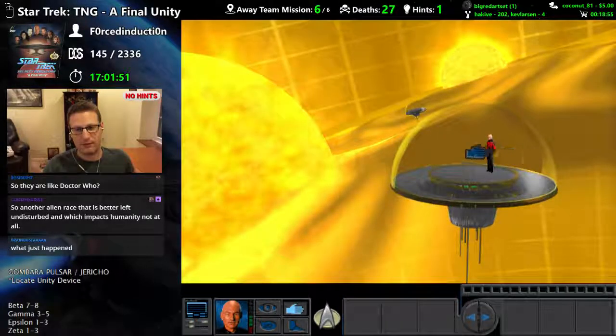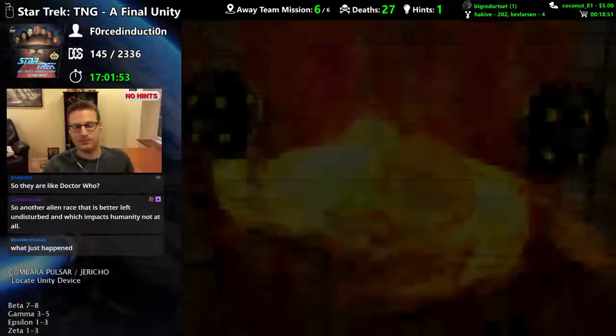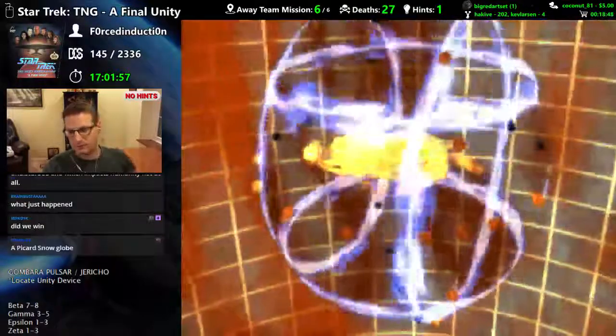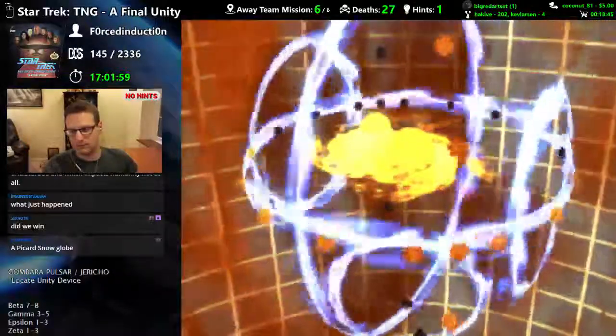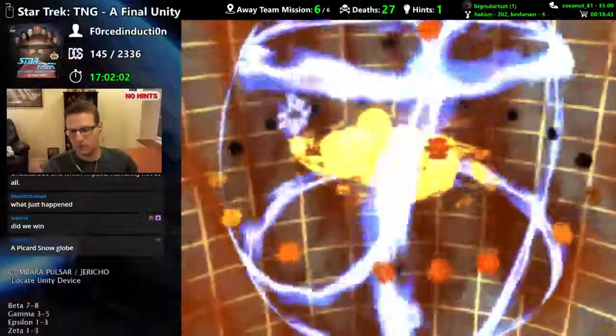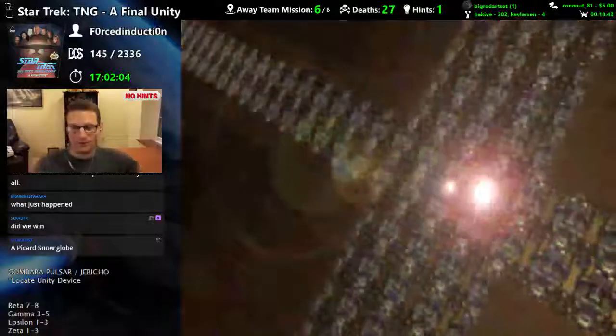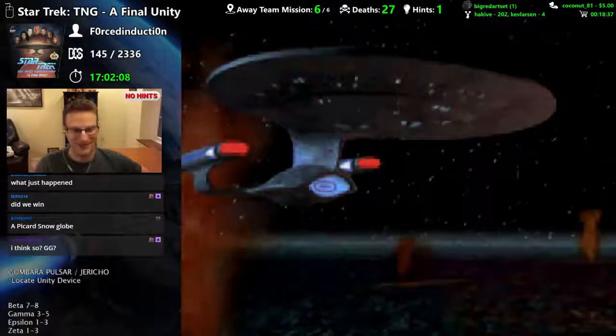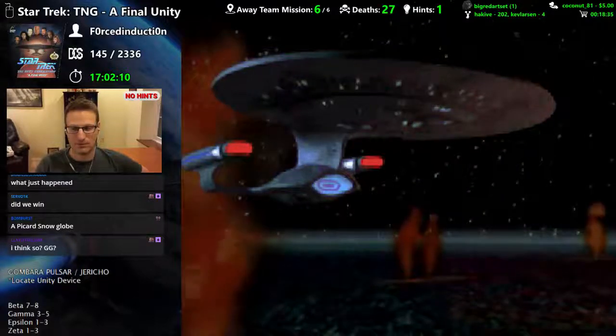How did we get from there to there? Yes, I'm a little uncertain how we went from that central chamber to like two separate snow globe pods. Do we have the captain aboard yet?